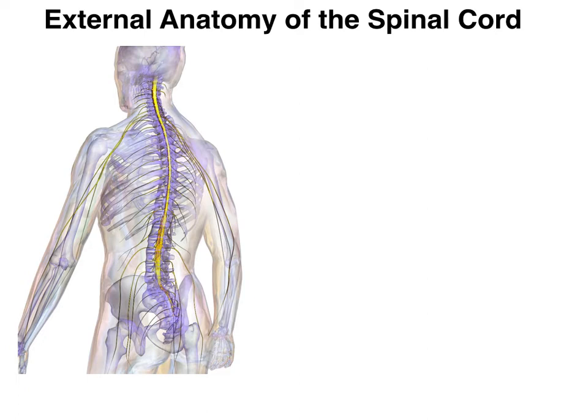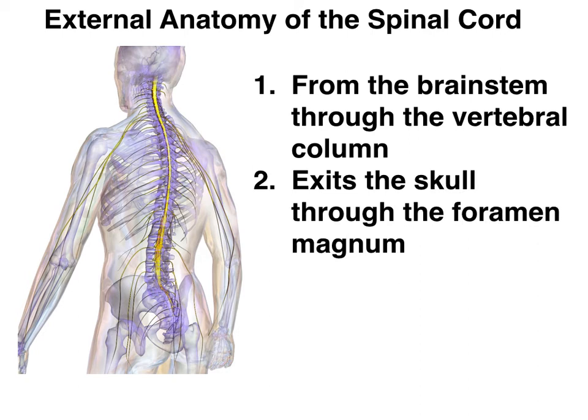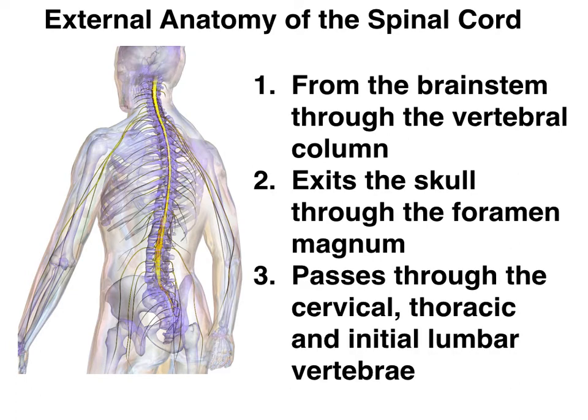The spinal cord extends from the brainstem all the way through the vertebral column, passing through the vertebral foramen of each vertebra, at least for the first 3 sections of the vertebral column. The spinal cord has to exit the skull using the hole known as the foramen magnum. So the foramen magnum is on the inferior of the skull and goes through the occipital bone. And the spinal cord passes through the first 3 segments of the vertebral column, through the cervical, thoracic, and initial lumbar vertebra.